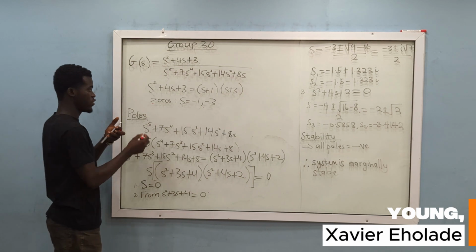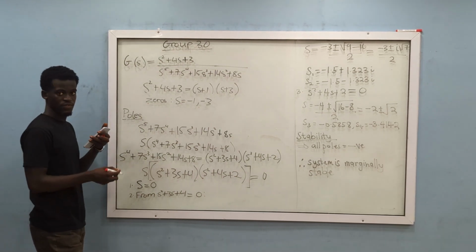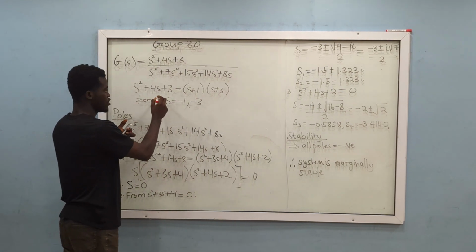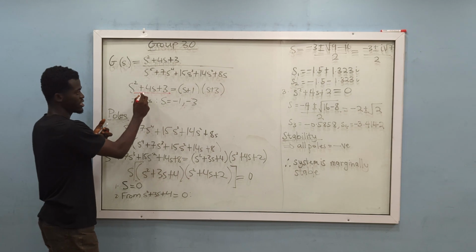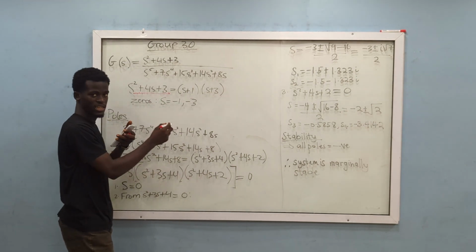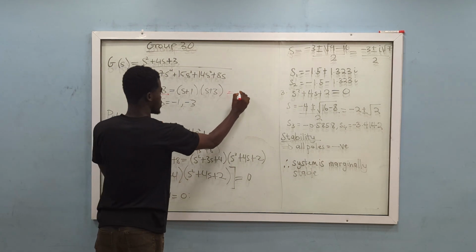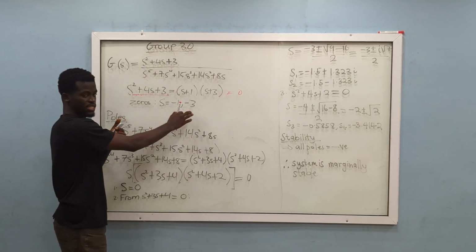So first of all, solve for the zeros. The zeros are the roots of the numerator of the transfer function, and the numerator of the transfer function is s squared plus 4s plus 3. So to solve for the roots, we solve it quadratically to get the factors s plus 1 and s plus 3. After solving this, it equates to 0. Then we get the zeros to be s equals -1 and s equals -3.